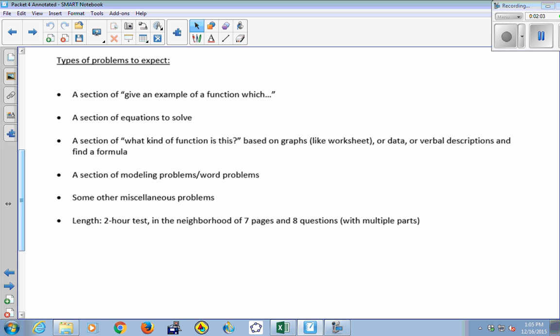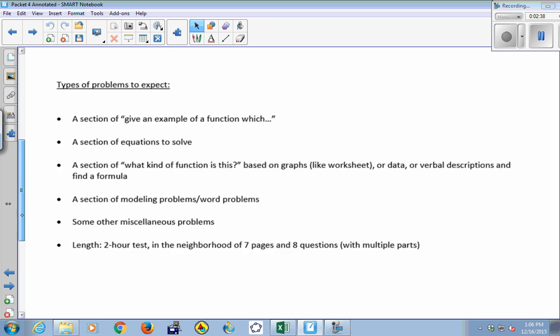So the test is 2 hours, about 7 pages, about 8 questions. Questions have multiple parts. It's really not much longer than any other test we've taken this semester. It's about the same length, but you get the 2 hours. And this test is from 1 to 3 on Monday. I don't think anybody's going to be coming into this room after us. So if you need a little bit of extra time, you don't have to stress about getting kicked out.